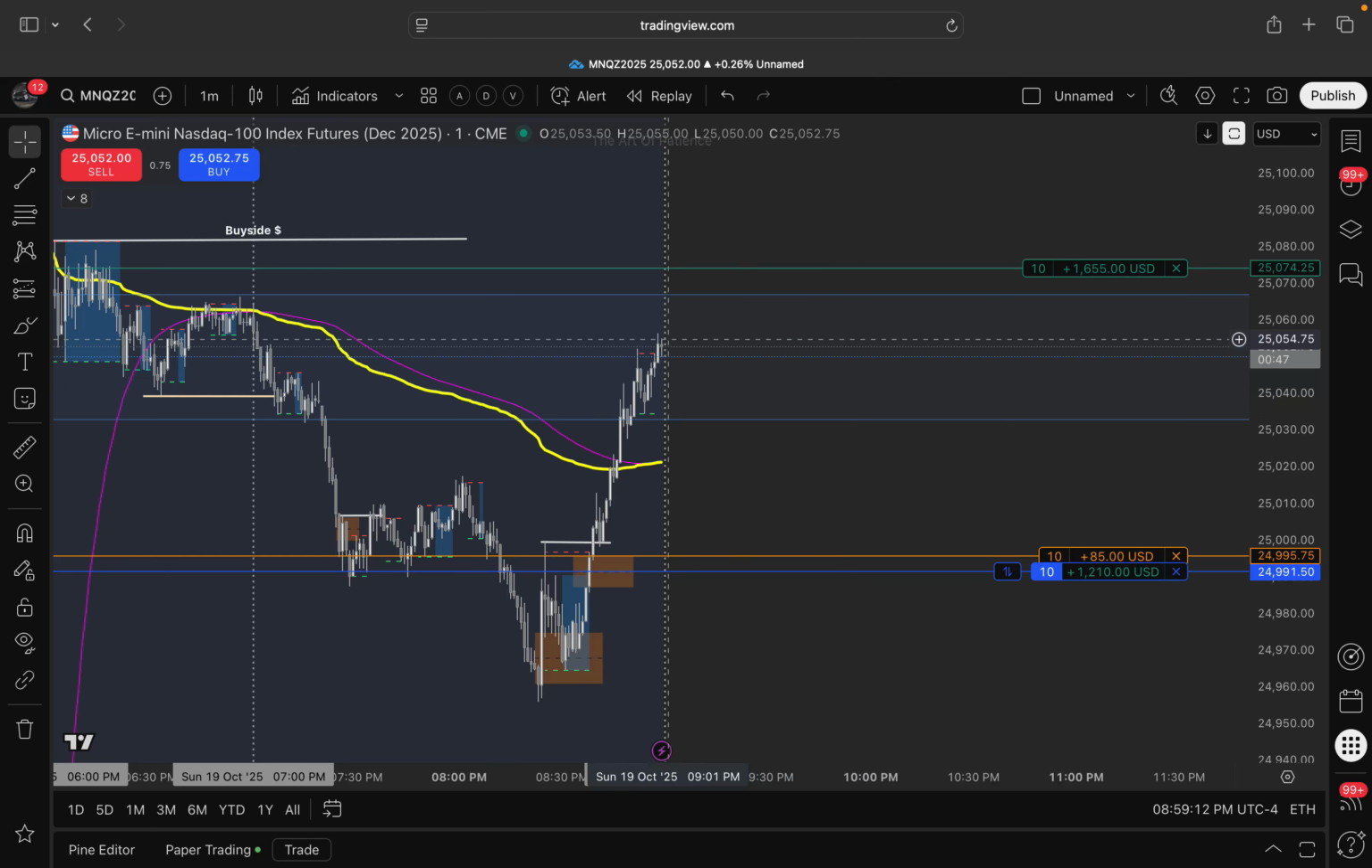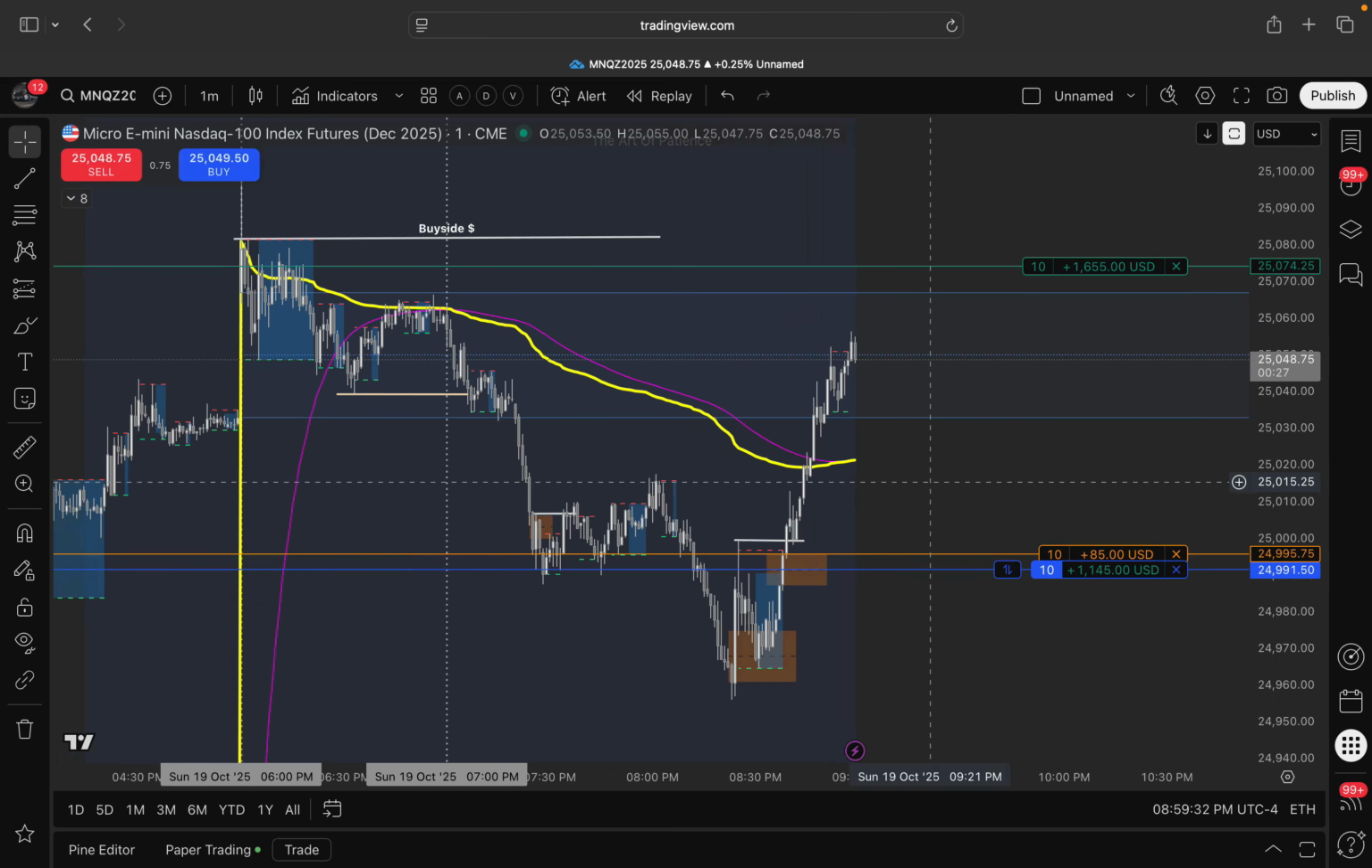There's a possibility that price is going to retrace back into this fair value gap, maybe touching the VWAP, retesting the VWAP before we see that move higher. So I'm going to delete this line here, that way we can see how these candles form.